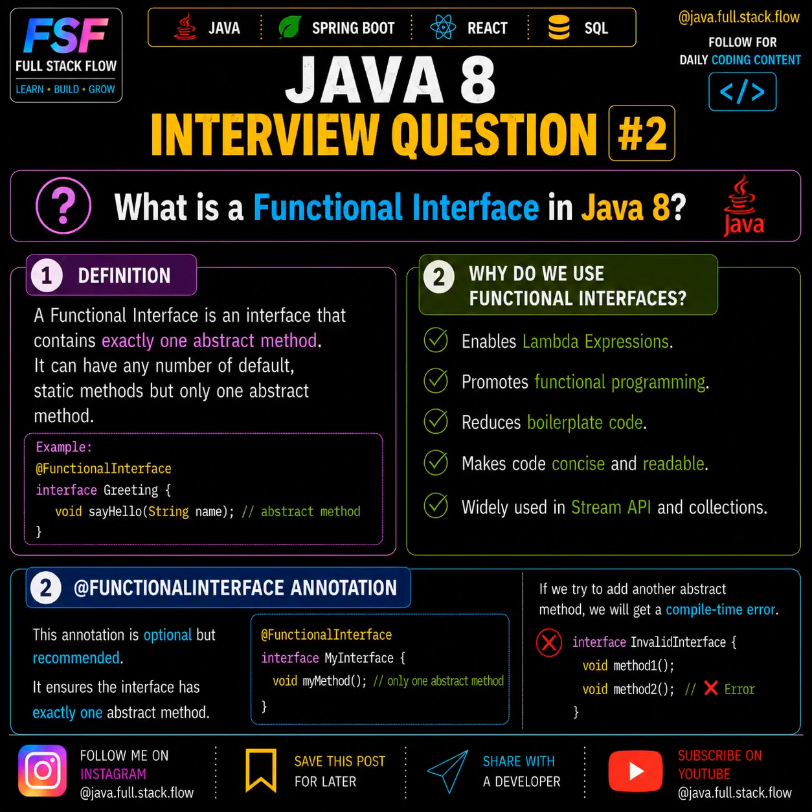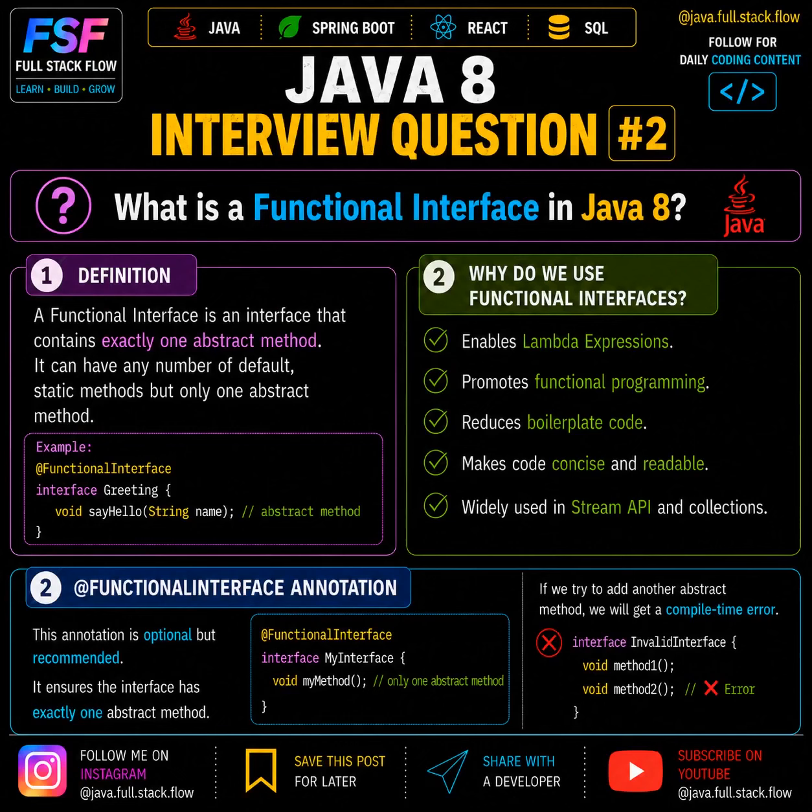So now what exactly is a functional interface? A functional interface is an interface that contains exactly one abstract method. For example, here we have a greeting interface with one abstract method, sayHello. Because it has only one abstract method, it is a functional interface. A functional interface can also have multiple default and static methods, but only one abstract method.